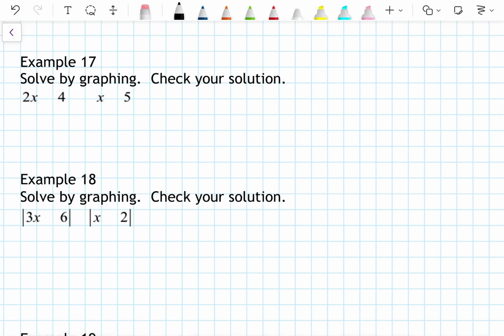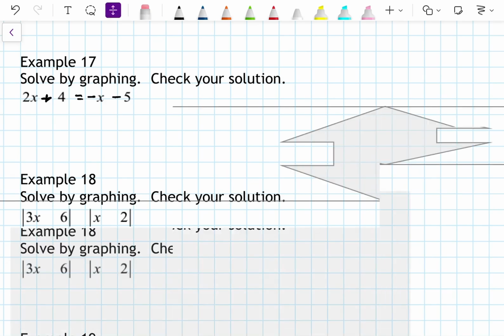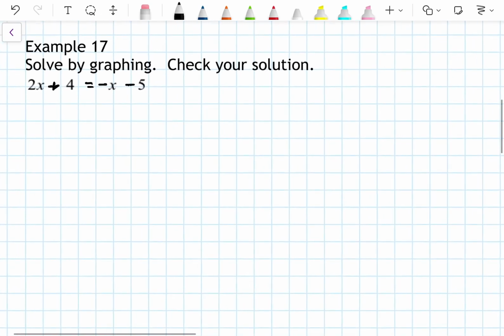So this should be 2x plus 4 equals negative x minus 5. Now, what I'm going to do here is I'm going to say, well, y equals 2x plus 4, and then y equals negative x minus 5. I'm going to graph it and then solve. So let me see if I can graph this nicely.